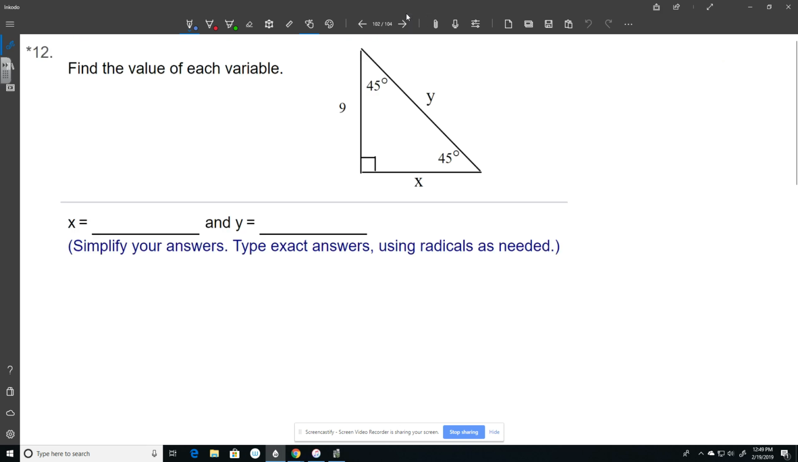Okay, number 12. We've got 3 more. Find the value of each variable. This is going to be a struggle for some of you because only about a third of you watched the video on how to do these things.